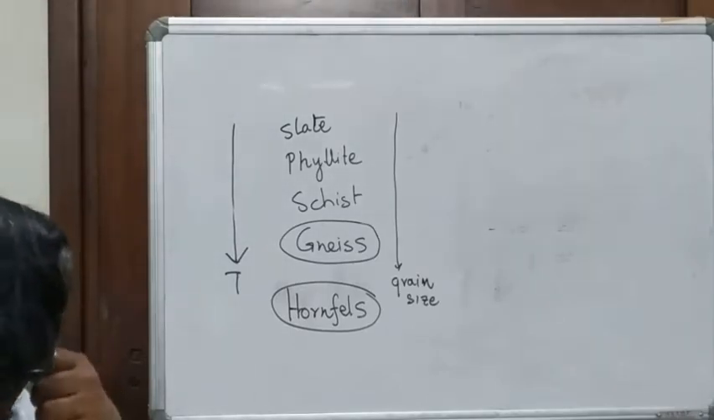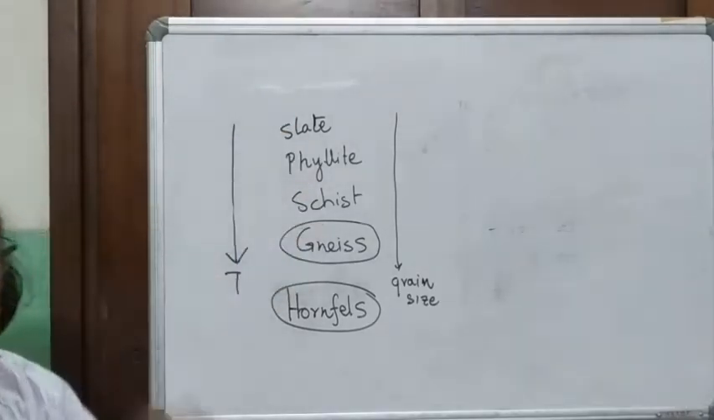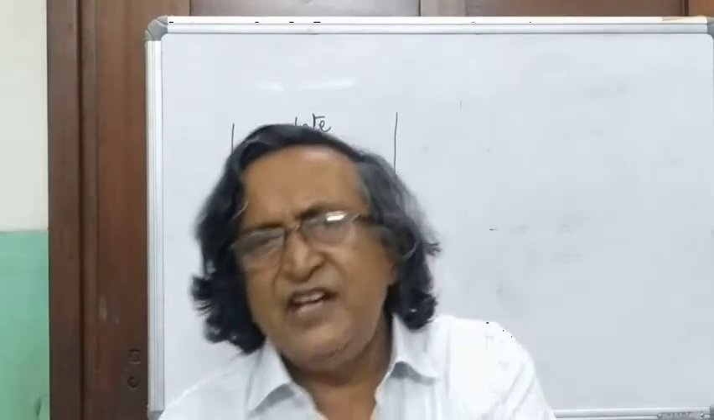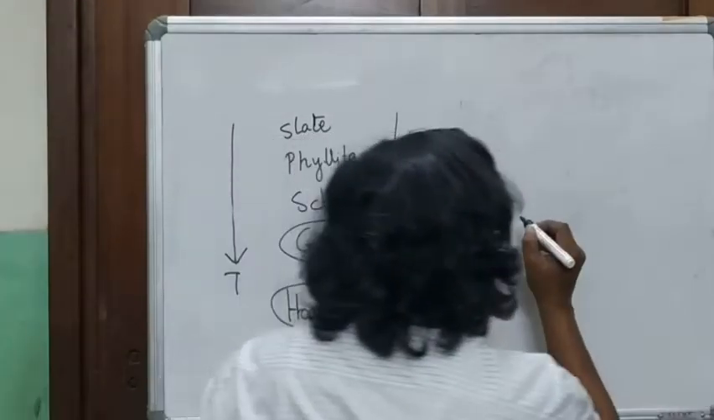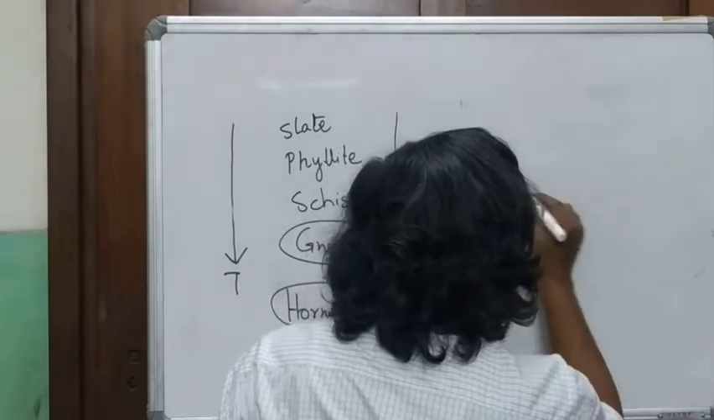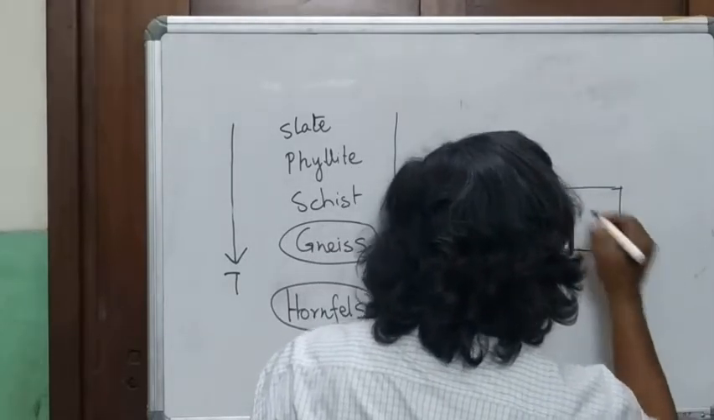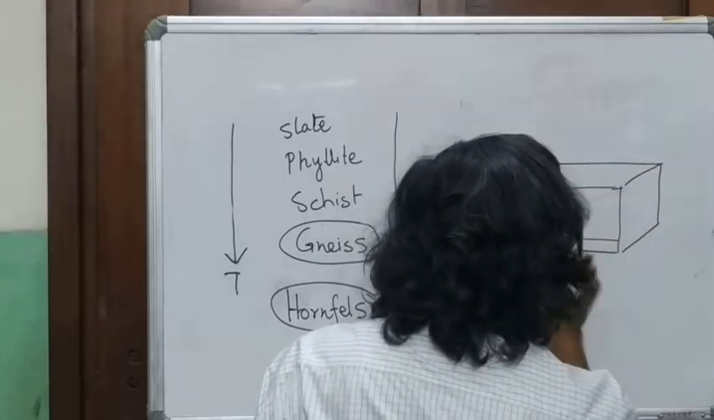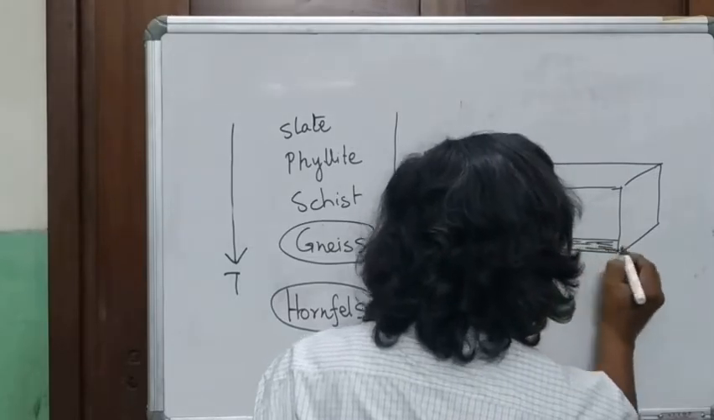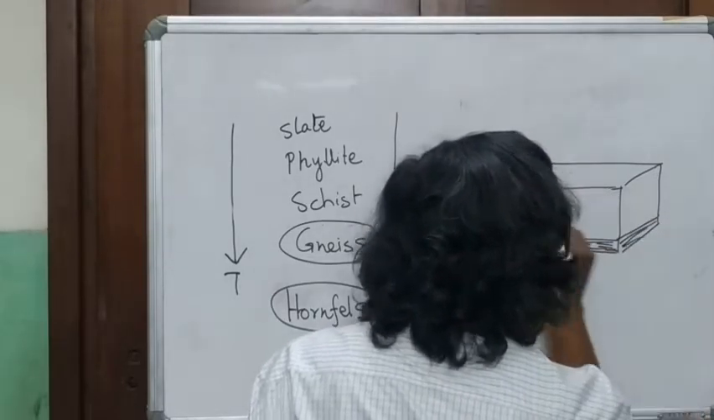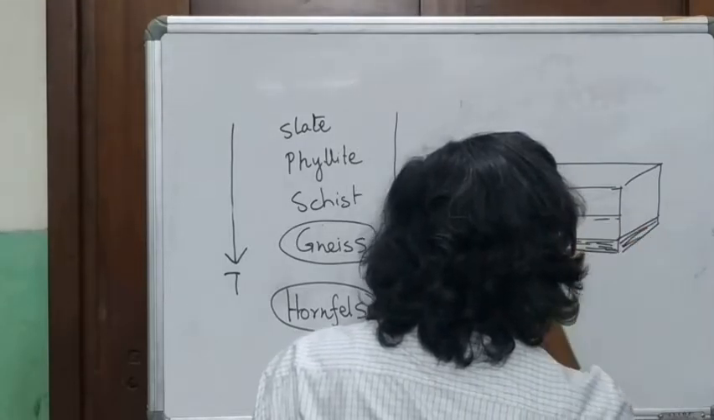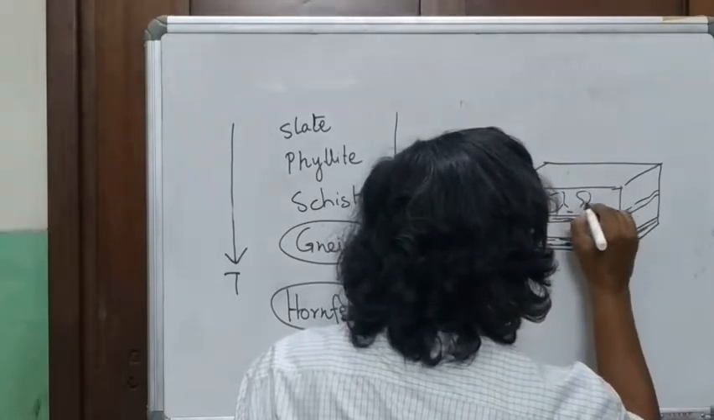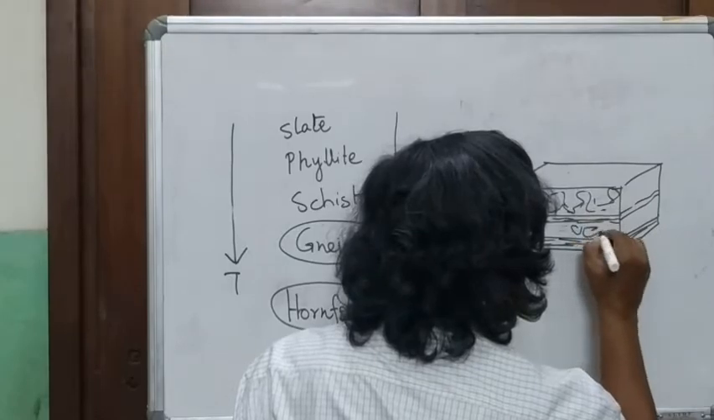Now, in all these four types of rocks, if you look very carefully, either under the microscope or in hand specimen, you will see they have a planar arrangement. Whether it's a phyllite, whether it is a schist, they have a planar arrangement. So you will have micaceous layers normally, and then you have quartzo-feldspathic layers.